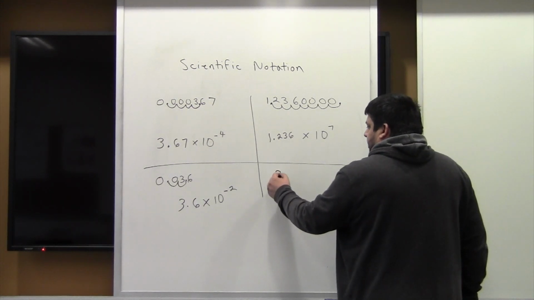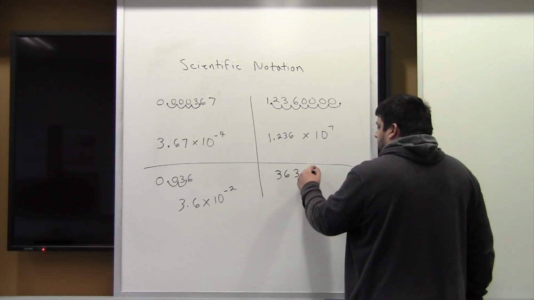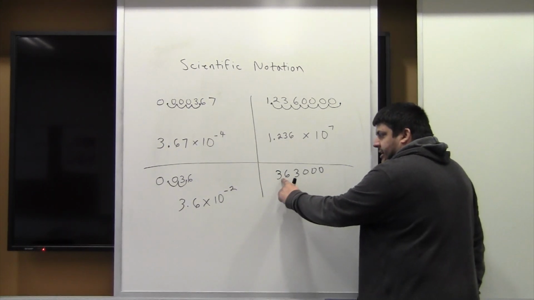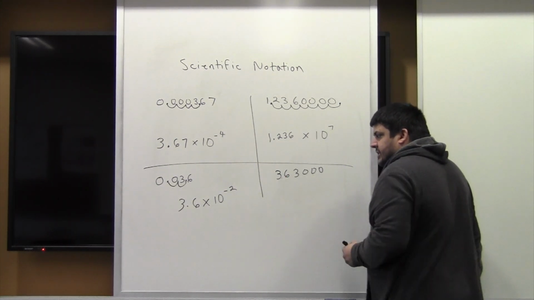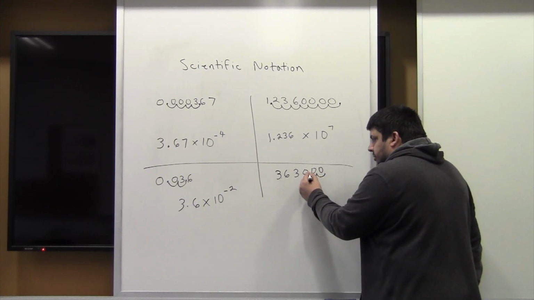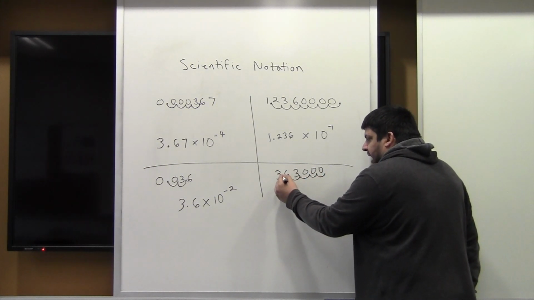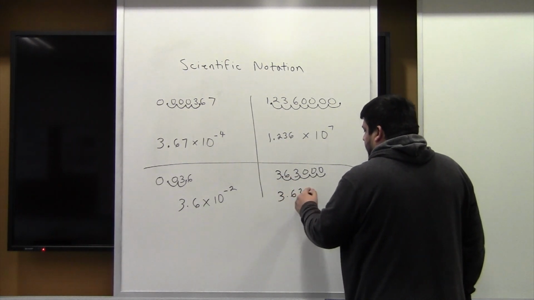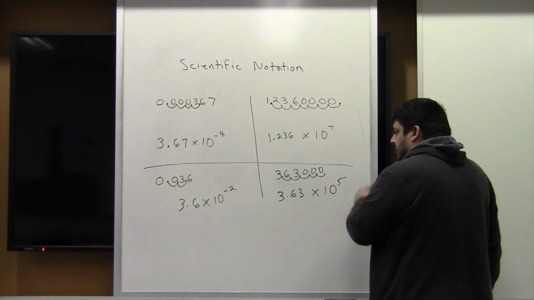So know these. 363,000. We wanted to get to the right of the first digit. Let's count how many times that takes. 1, 2, 3, 4, 5. It took 5 times. 3.63 times 10 to the 5.